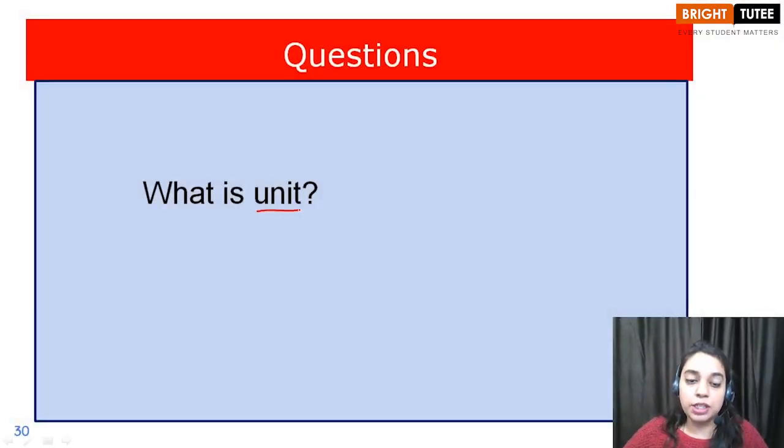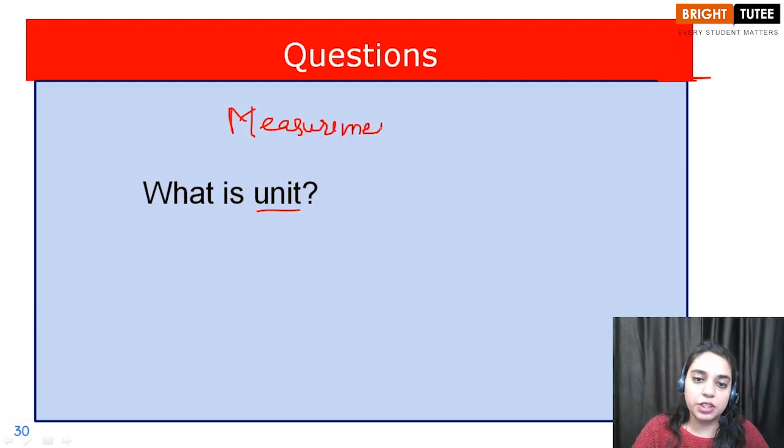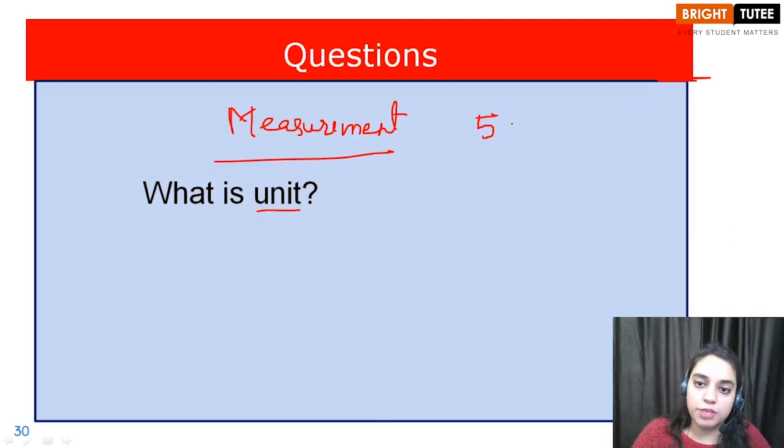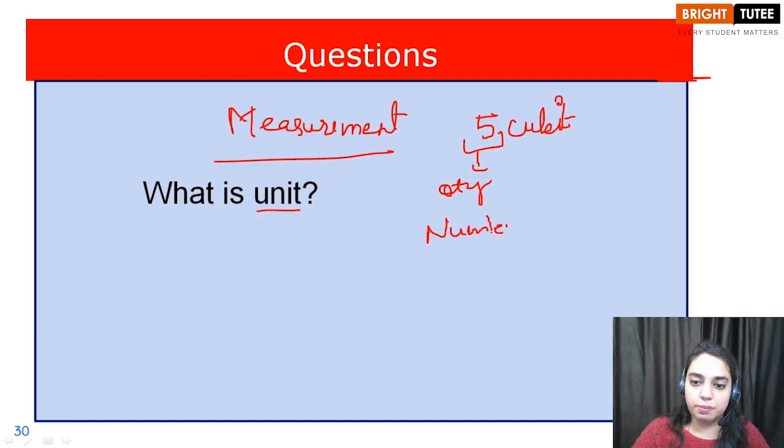What is unit? So children, we have studied about measurement, right? And how do we write the measured dimension? We write it in 2 parts. Suppose we have measured it using cubit. Then we will write it as, suppose an object is 5 cubit long. Then this is 5. This is the quantity or the numerical value. This is number. Then we have this unit.